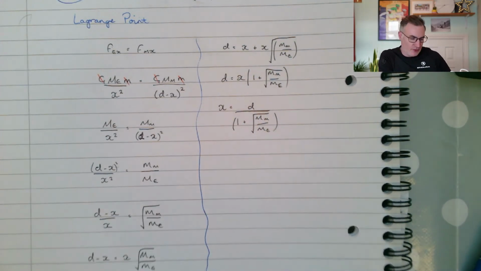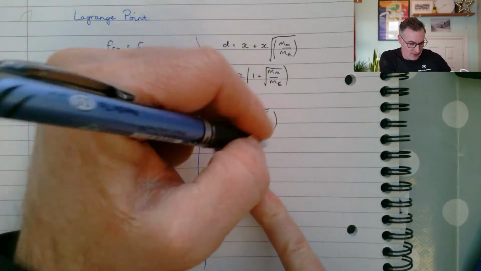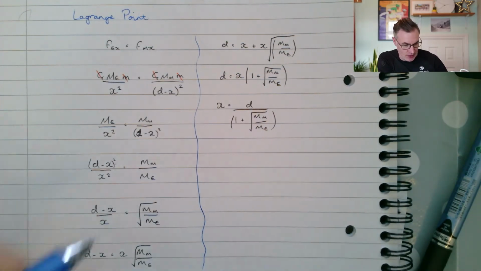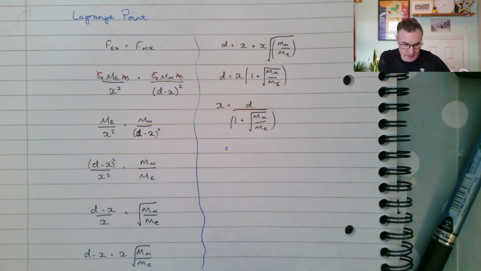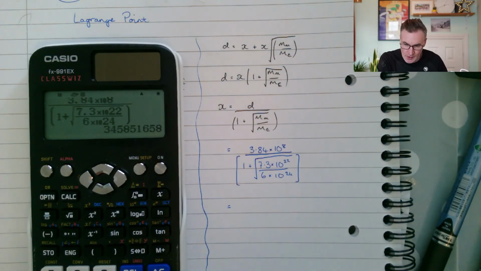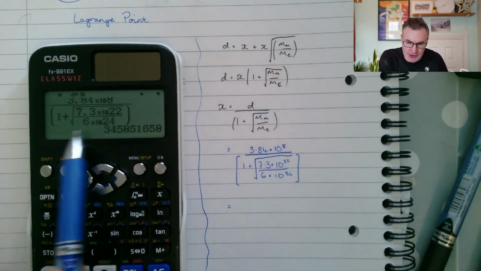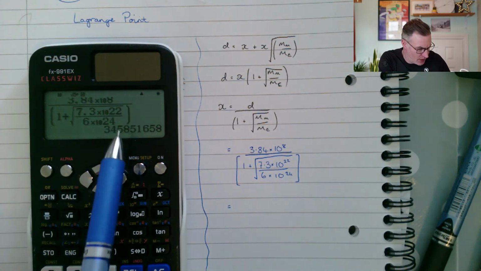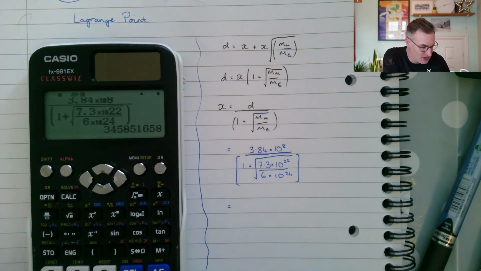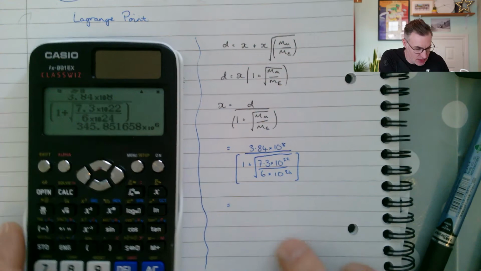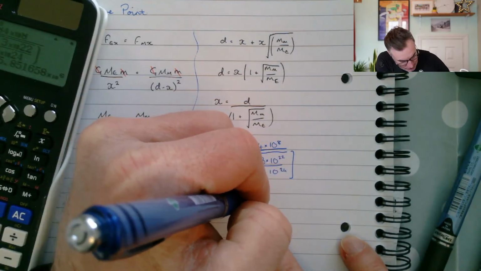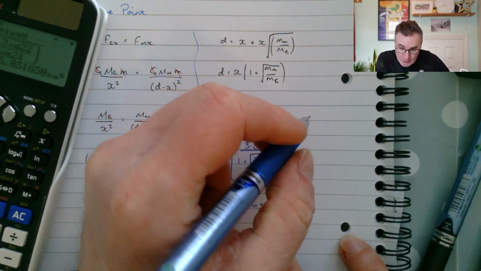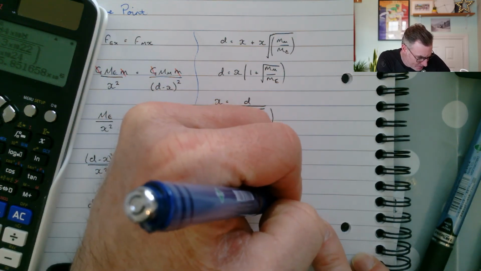And there you go. And if we put in the data of that, then we can find a value for the Lagrange point. So if we make the substitution and we type in the number in the calculator, then we'll get something. This. So what is it? 3.46 times 10 to the power of 8 meters.